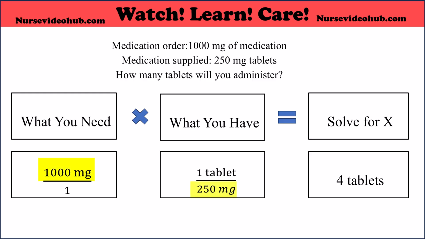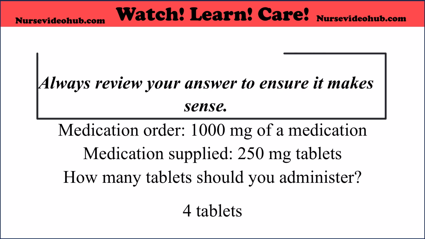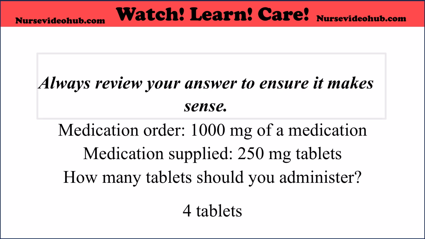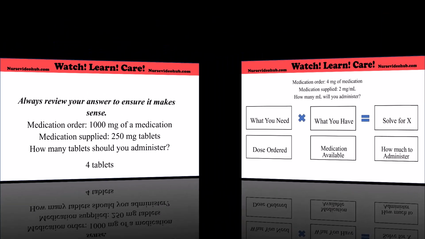1,000 divided by 250 equals 4. The milligrams cancel out. You would administer 4 tablets. Always review your answer to ensure it makes sense. The reverse method is to multiply the amount to be administered, 4 tablets, by the concentration available, 250 milligrams, which equals the prescribed dosage, 1,000 milligrams.